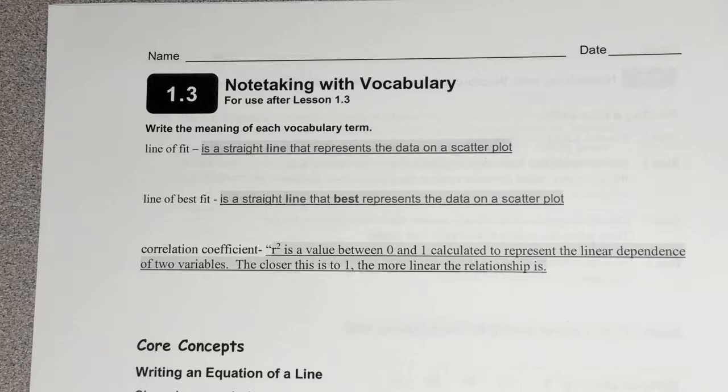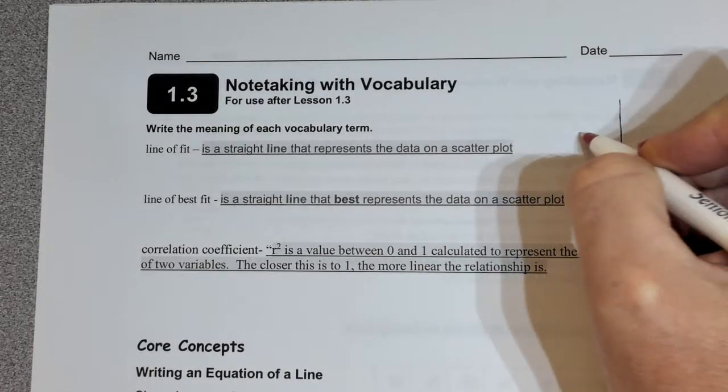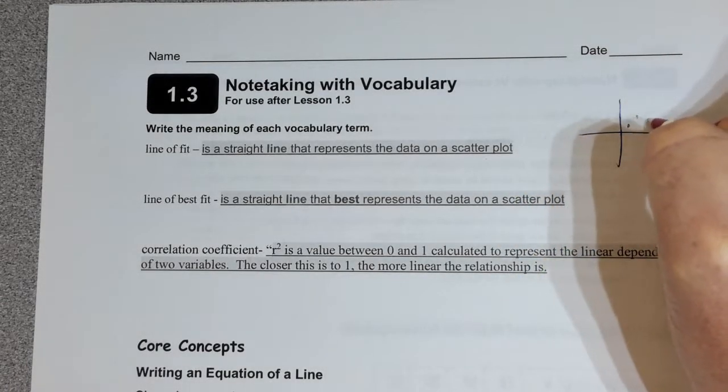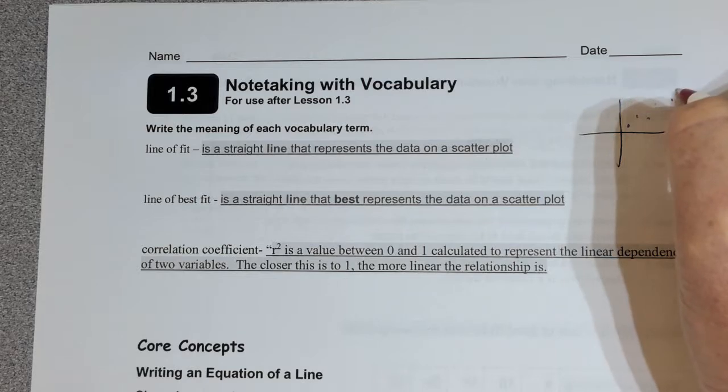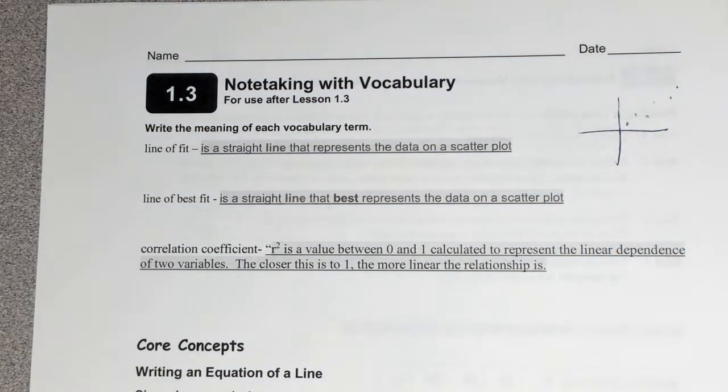So again, we might have a bunch of kind of random points here. And a line of fit is going to kind of represent them. We're just going to kind of estimate it. But then there's a line of best fit that we may have to use other calculations for, or we might even have to use our graphing calculator to find the actual line of best fit.